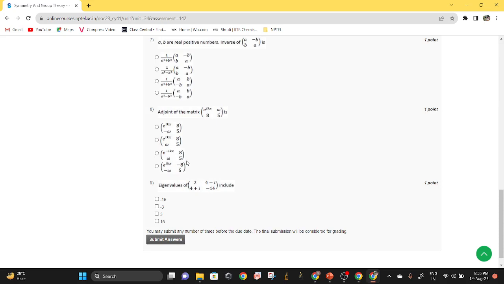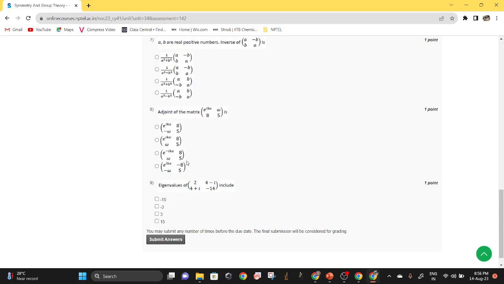I tried the cofactor method, ma'am, but omega is there now. I just want to know whether omega is a complex number. It is a cube root of unity. Don't write the full form of omega, just take it as omega only. Okay, ma'am.